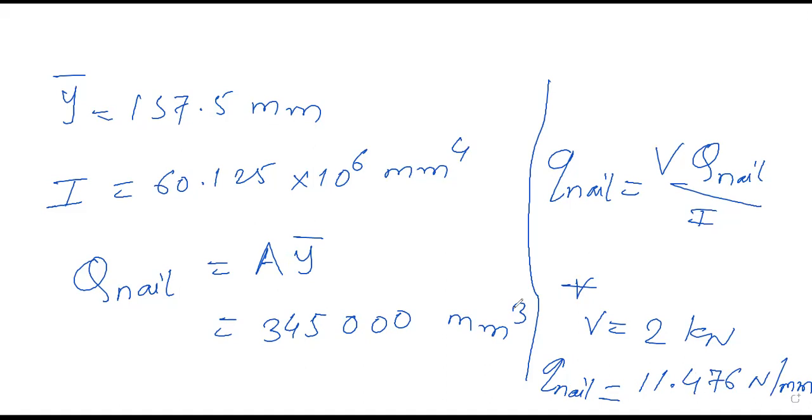ठीक आहे. These are the answers. Please write down and please cross verify. Please write down the answers for yesterday's homework numerical and please cross verify. Check and we will discuss in next lecture also. Okay, so Q nil is equal to 11.476 Newton per mm. As I told in last lecture, find out Q nail, then we will find out the spacing between the two nails.